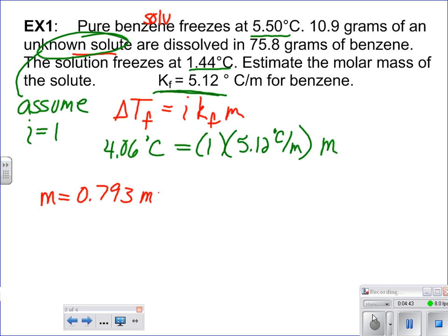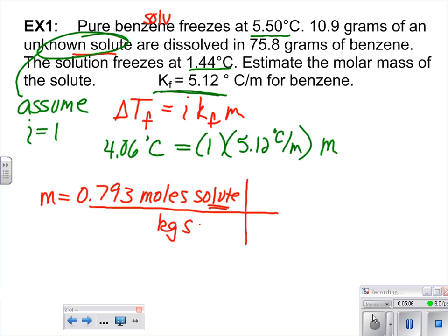Perfect, 793. So that is going to be moles, and that's moles of my solute. I don't really need to write all this out. I'm just doing this to make sure that you guys understand this is for my solute. Well, molality is going to be moles of solute divided by kilograms of solvent. And of course, this is just a 1 right here. So that's what we've got. That's kilograms of our benzene.